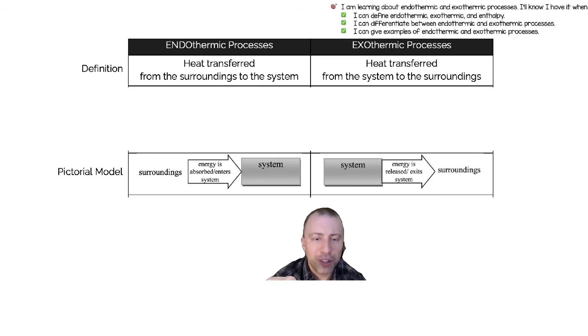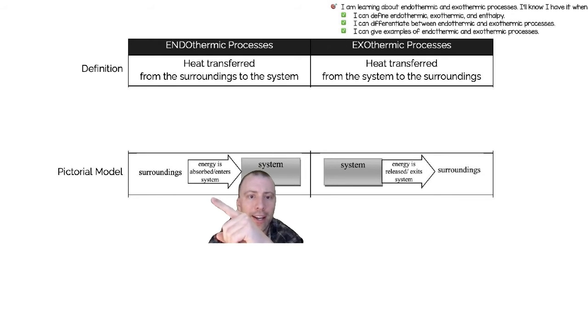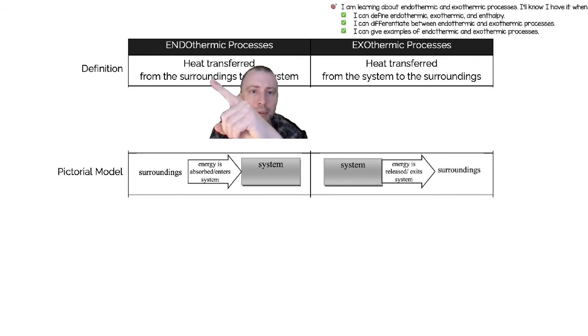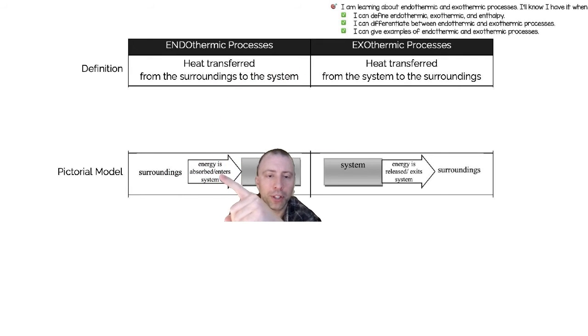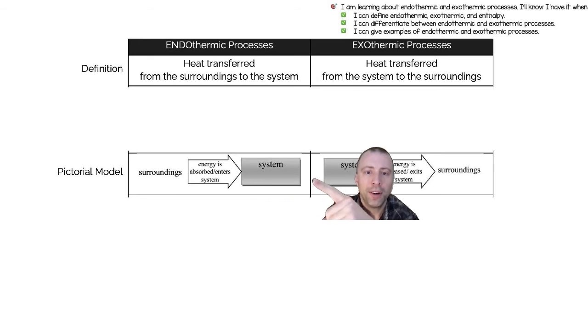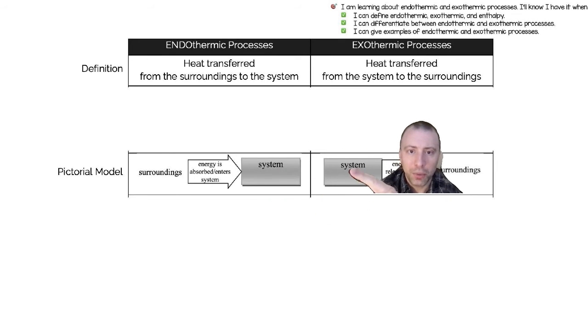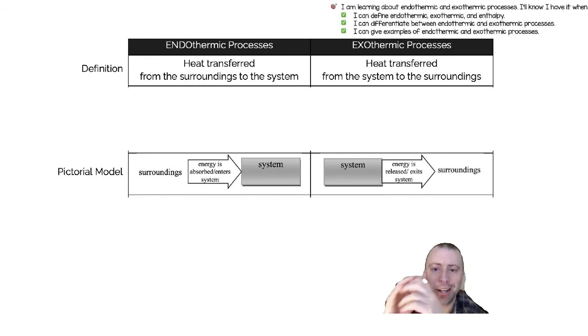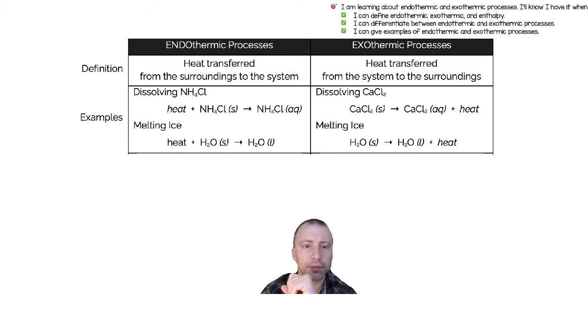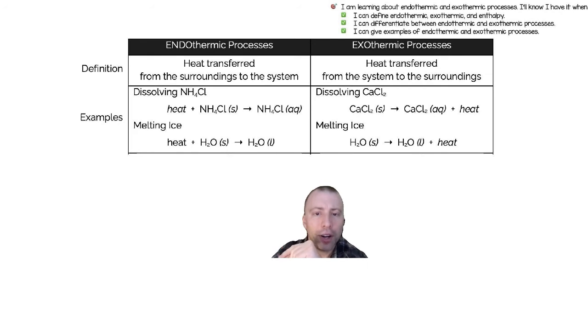Here is a picture version of that. So here on the endothermic process, remember that would be heat coming from the surroundings into the system. We see surroundings, and then energy is being transferred, arrow, into the system. Whereas on the other side, exothermic, we have our system, and energy is being transferred out into the surroundings. So we're going to use arrows a lot of times in this unit to show which way the heat is flowing.